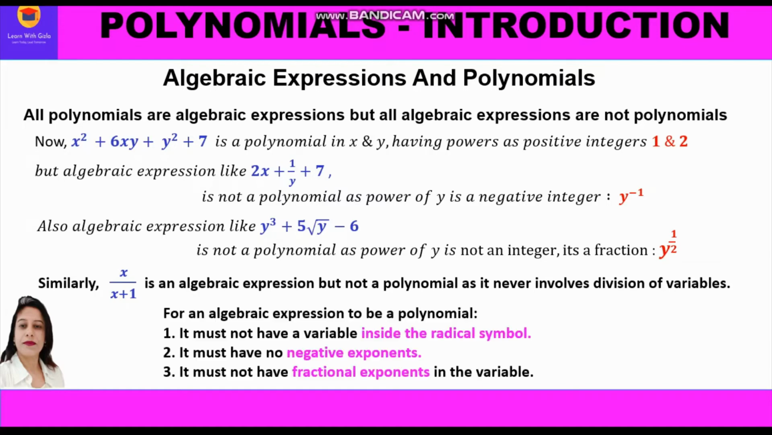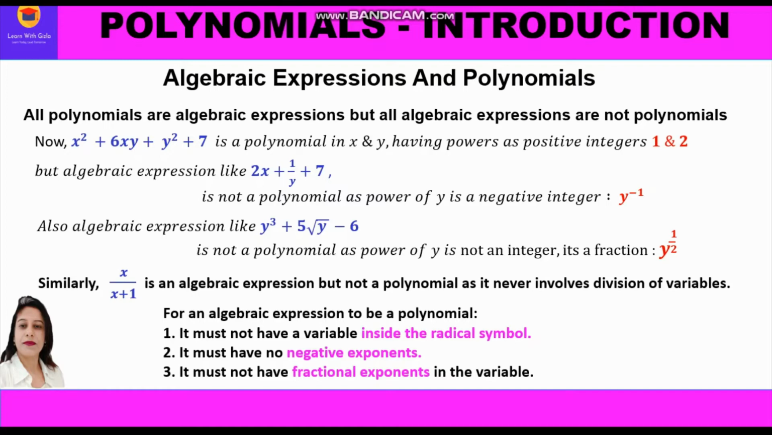For an algebraic expression to be a polynomial, there are three rules which you can keep in mind. It must not have a variable inside a radical symbol, like we have square root of y, so that we cannot have. It must not have a negative exponent, like y raised to power minus 1, so that is not a polynomial. And it must not have a fractional exponent in the variable, like y raised to power half. If any of these three things is there in the algebraic expression, then we say it is not a polynomial.